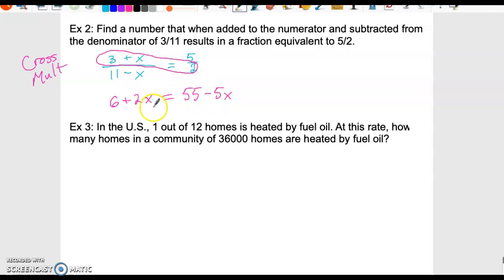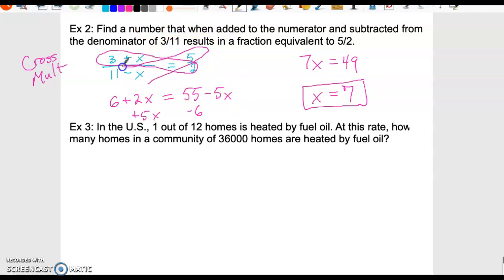As I'm looking at this, I'd probably add 5x to the left side and subtract 6 from the right. So on the left side, I have 7x. Now on the right side, I believe that's 49. Then divide by 7, and you would get x equals 7. I don't know if you've noticed, but I just followed directly from the book, and sometimes I'm not a fan of how the question's worded. But once you set up the equation, the math is pretty straightforward. At least this one you can cross multiply, and just make sure you distribute as you cross multiply.